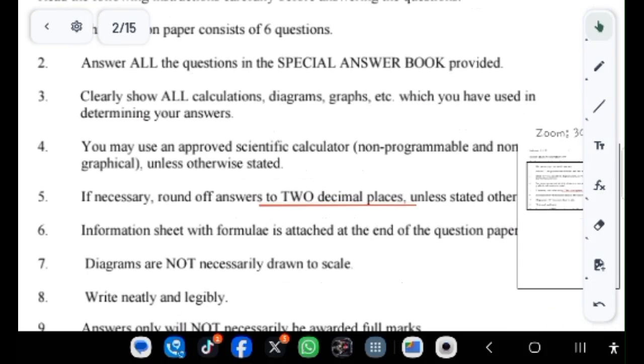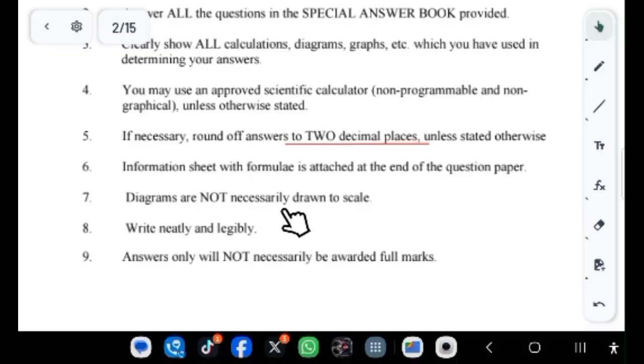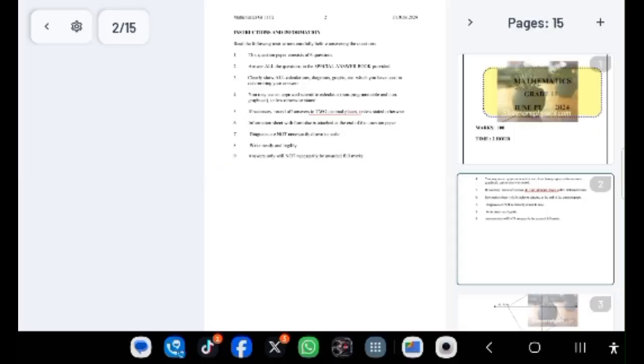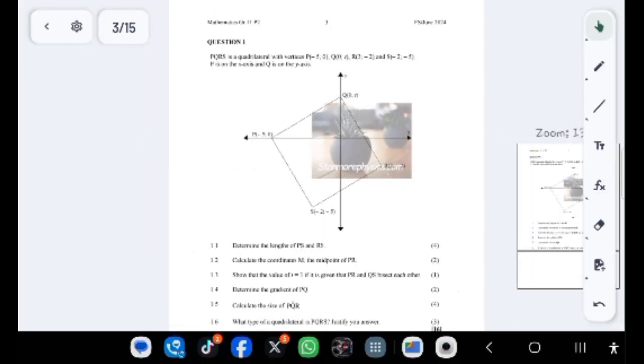This is what I want to bring to your attention. If necessary, round off your answers correct to decimal places. Diagrams are not necessarily drawn to scale. Keep that in mind. Write neatly and legibly, and answers only will not necessarily be awarded full marks. So use all your rough work. Write it where you write all your answers because it could earn you more marks than you could get without it. And this is what the paper looked like.